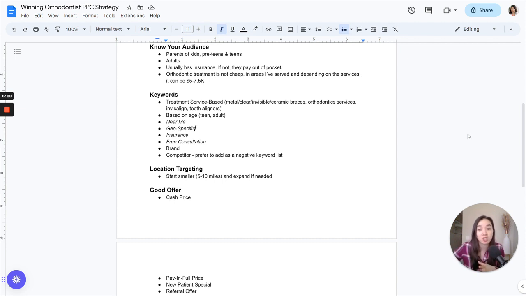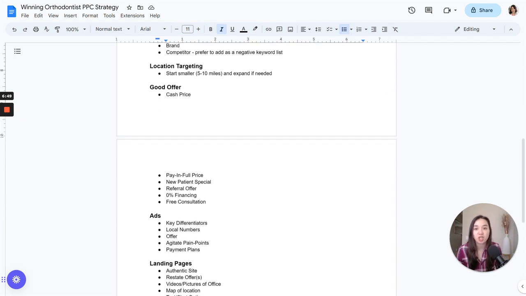If you had a big budget, you could test that. But if you are really going after those lower funnel keywords, and trying to attract as many new patients as possible at the most effective or efficient cost per click, competitor is not one that I would really prioritize. I would actually put those as negatives.